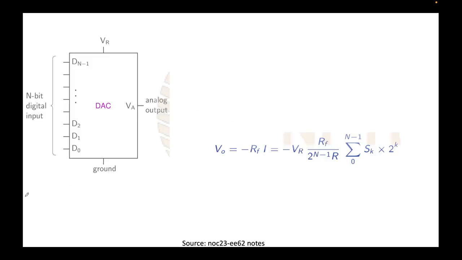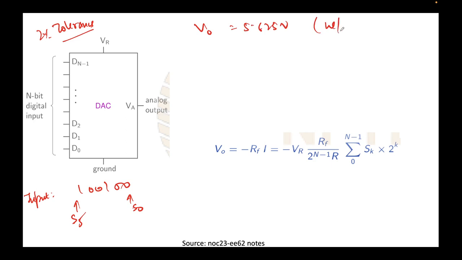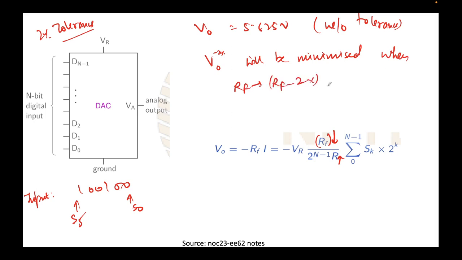So this is the expression, and again the input is 100100, this is corresponding to S0, this is corresponding to S5. Again we have 2% tolerance, and so V naught was 5.625 volts. This is without tolerance, right? And again, V minus 2%, let's denote it by this, will be minimized. When will it minimize? When RF goes down and R goes up. It will be minimized when RF goes to RF minus 2% and R goes to R plus 2%.